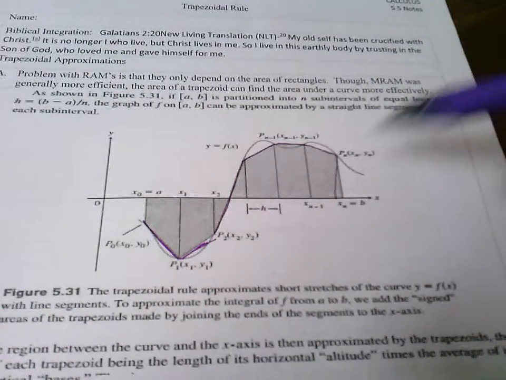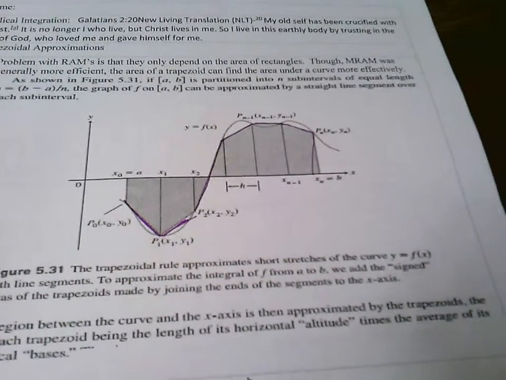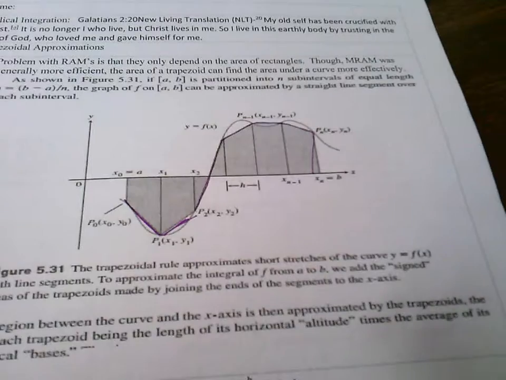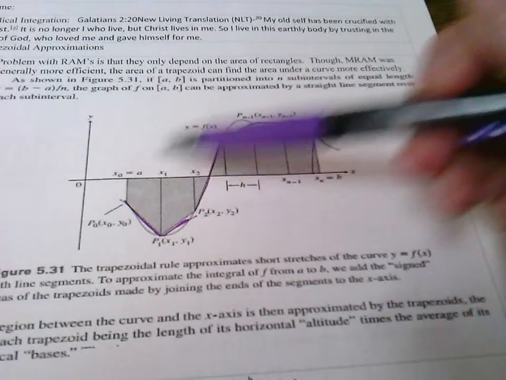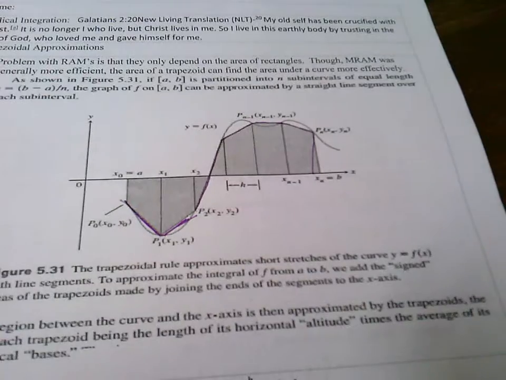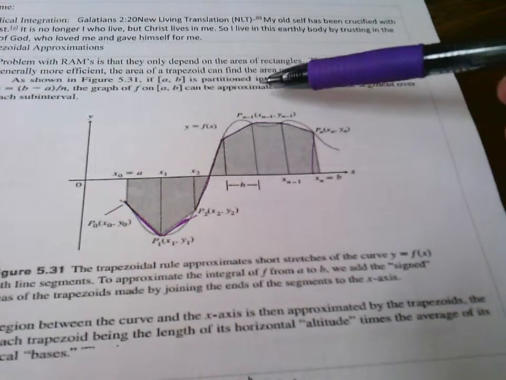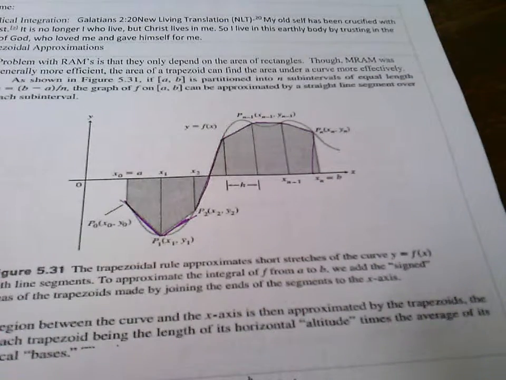So the trapezoid rule approximates short stretches of the curve y equals f of x with line segments. To approximate the integral of f from a to b, we add the signed areas of the trapezoids made by joining the ends of the segment to the x-axis. This is talking about that. The region between the curve and the x-axis is then approximated by the trapezoids, the area of each trapezoid being the length of its horizontal altitude times the average of its two vertical bases.